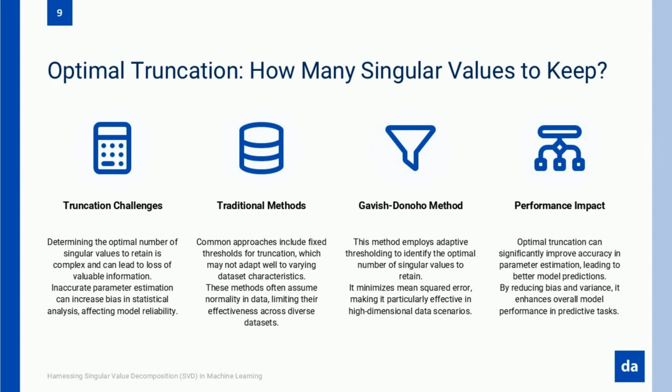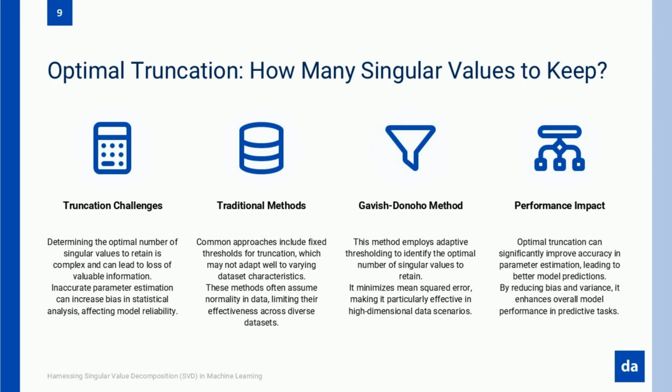Traditional approaches to this problem have relied heavily on rules of thumb and visual inspection. The elbow method involves plotting singular values in descending order and looking for a sharp drop-off, a bend in the curve where the contribution of additional dimensions diminishes rapidly. While intuitive, this approach introduces subjectivity. What looks like an obvious elbow to one analyst might appear gradual to another. Another common approach sets percentage thresholds, typically retaining enough singular values to explain 90% or 95% of the total variance.